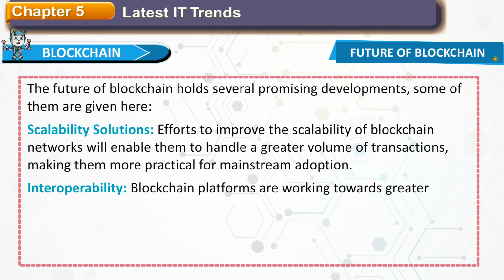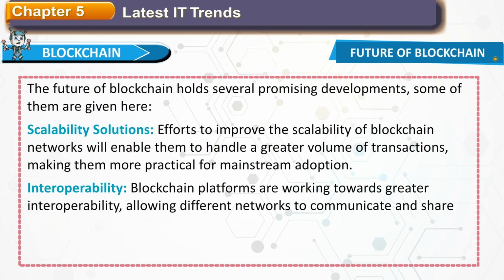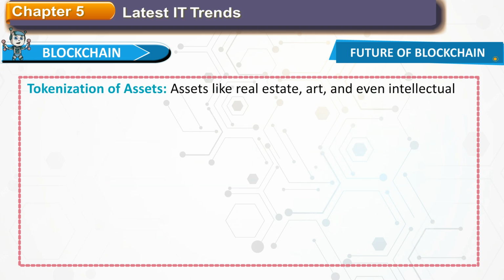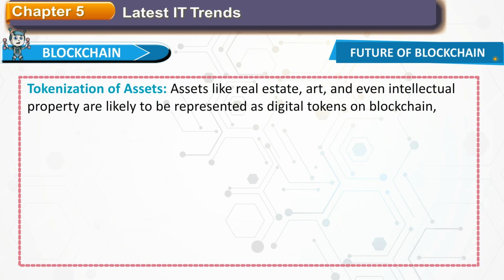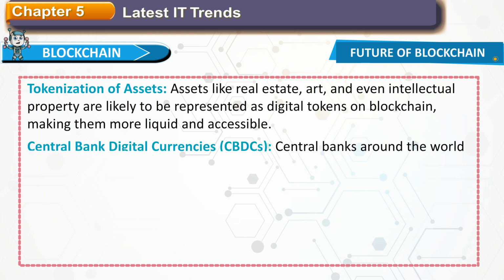Interoperability. Blockchain platforms are working towards greater interoperability, allowing different networks to communicate and share data seamlessly. Tokenization of assets. Assets like real estate, art, and even intellectual property are likely to be represented as digital tokens on blockchain, making them more liquid and accessible.